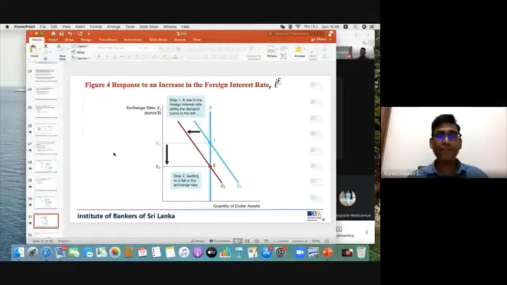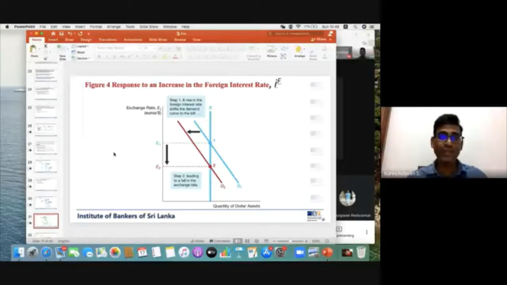A rise in the foreign interest rate shifts the demand curve to the left. Okay, foreign. Now, the euro interest rate increases. What will happen? The investors take their dollar deposits out of the US and try to deposit in euro because they will get more interest. Or whoever has treasury bills in the US, they would like to switch to euro treasury bills.